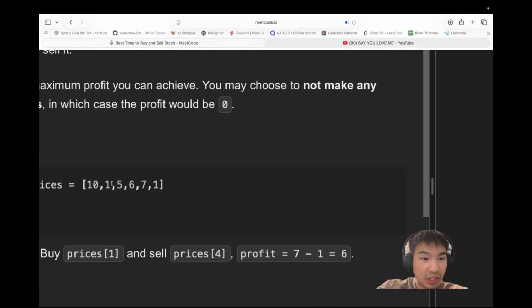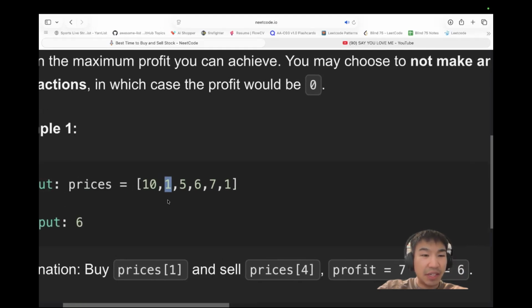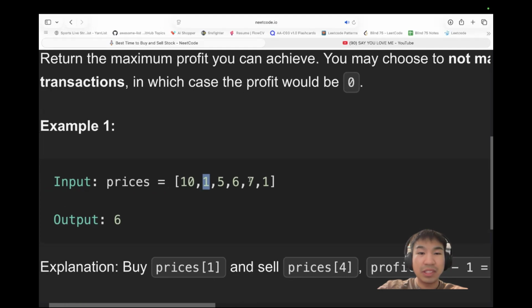Optimally, if we look at this choice, we want to buy at one. Buy something low and sell high. So we would just go ahead and buy at one, try to sell at seven, and we calculate the total that we make by doing seven minus one, and that's why our output is six.